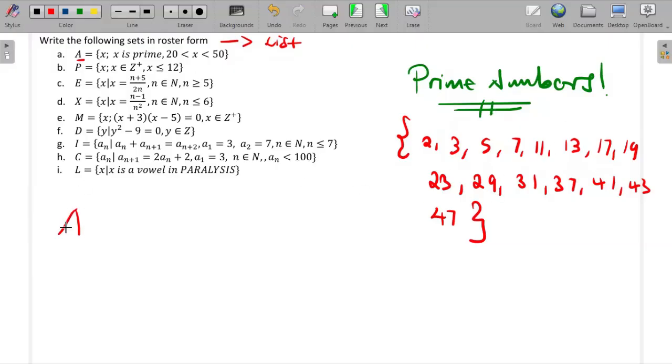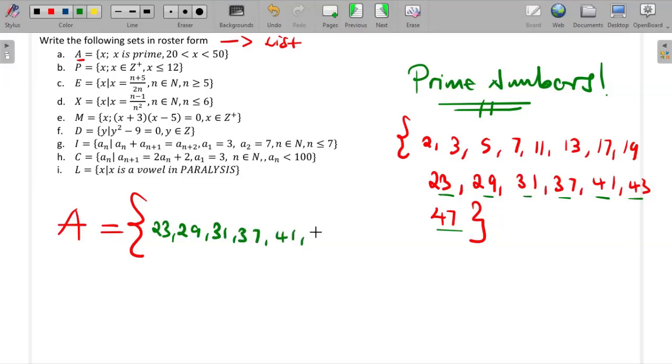But they said in this set A, you should only include prime numbers that are between 20 and 50. So you can see that the prime numbers that are between 20 and 50 are 23, 29, 31, 37, 41, 43, 47. So I'm going to write them there as a set. So this will just be 23, 29, 31, 37, 41, 43, and then 47. So this here will be the set that is going to be in roster form for this description that we've been given on part A.